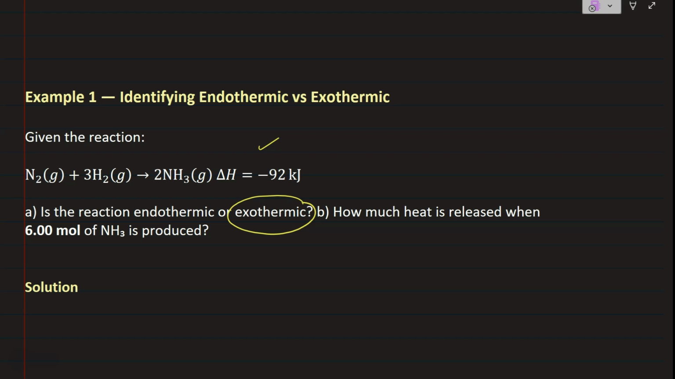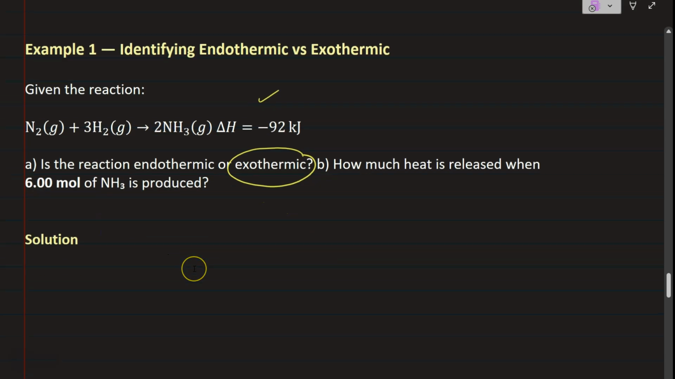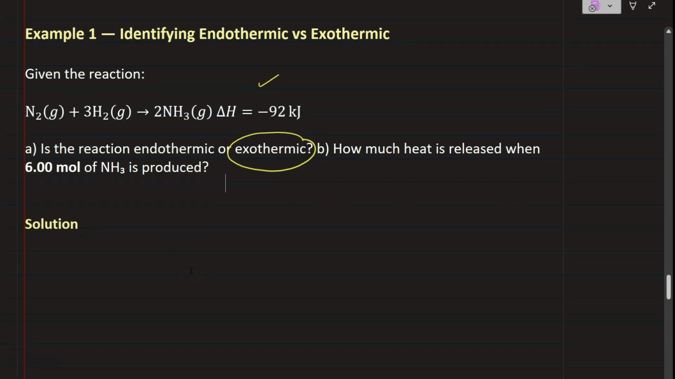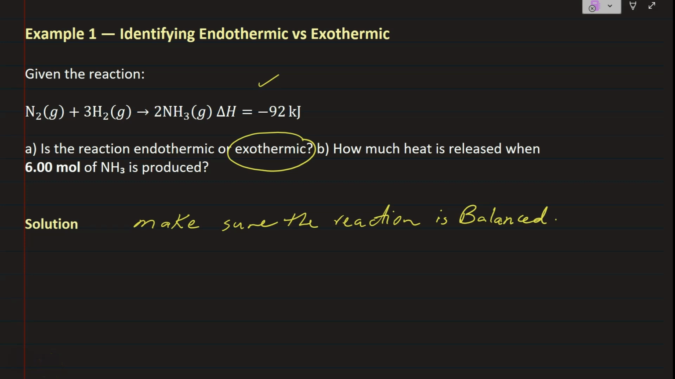Part B is: how much heat is released when 6.00 moles of NH3 is produced? Well, we're going to do basically a mole analysis, but first, the very first thing that you do, make sure that the reaction is balanced. In this case it is, but I'm going to write it down. So it is balanced and it's all good.